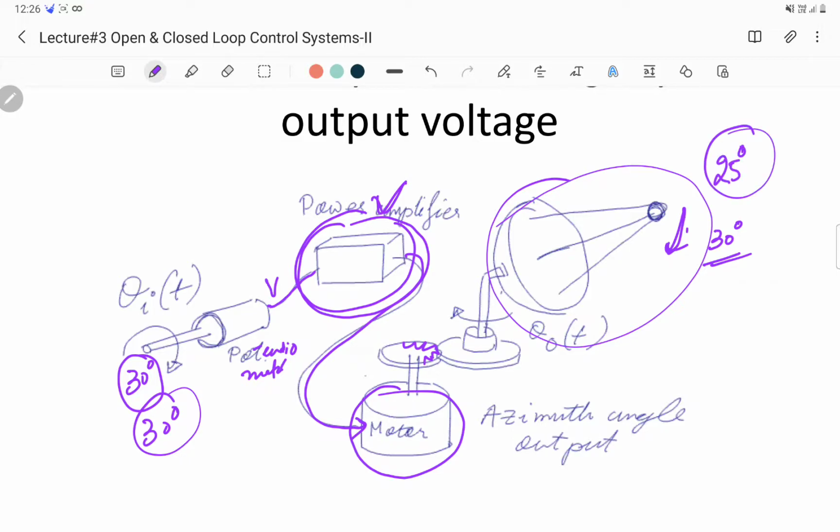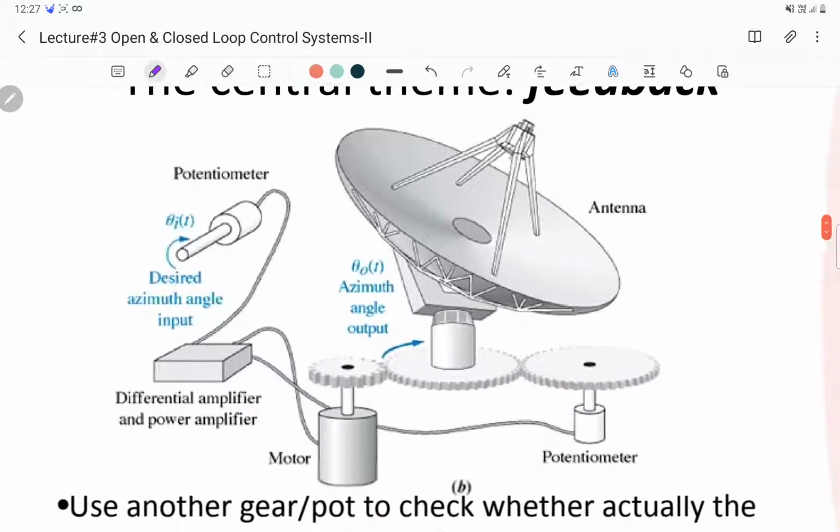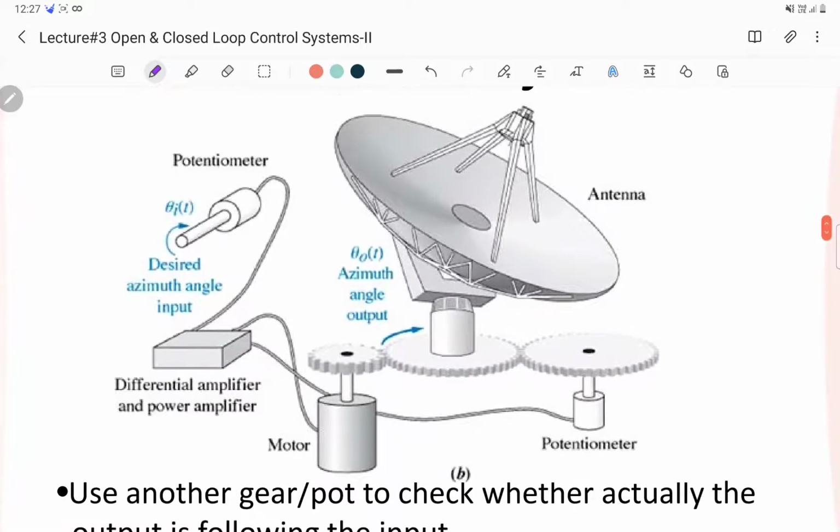We don't know, because there is no feedback. This is an open loop system. There is no feedback from the output to the input. So even if the antenna rotates only by 25 degrees, we don't know whether the antenna actually rotated by 30 degrees or not. In order to avoid this, we go to a closed loop system. This is a closed loop system, and this is what we are interested in understanding, and that's what I am going to discuss now.